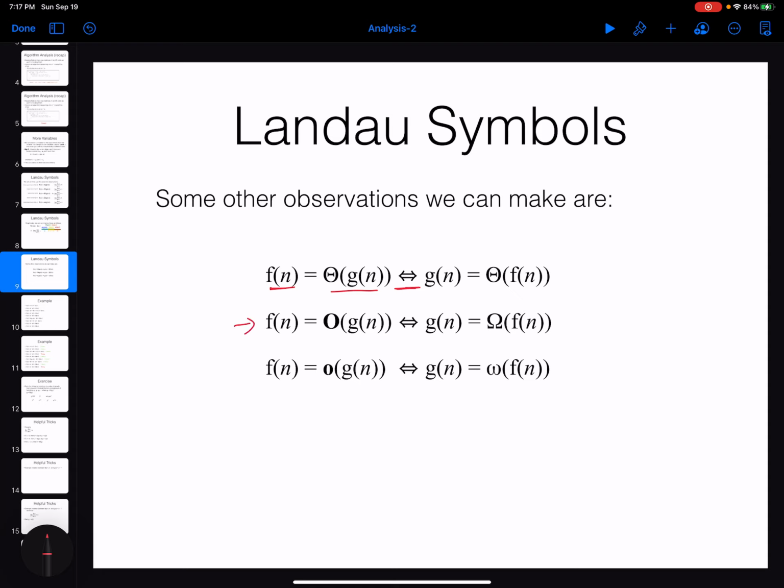Also, if f of n is in big O of g of n, you can show that g of n is in big omega of f of n, and vice versa. Again, the relationship between them is if and only if. The same holds for little o and little omega. Proving them is going to be very simple. The proof is just about showing that if there is a constant for this one, you can also find one for the other side of the relationship, and vice versa.